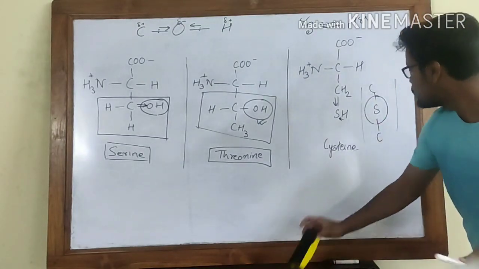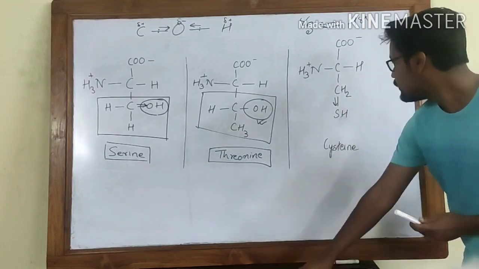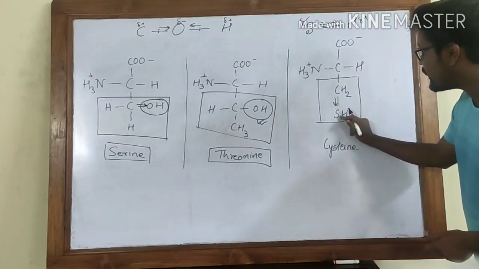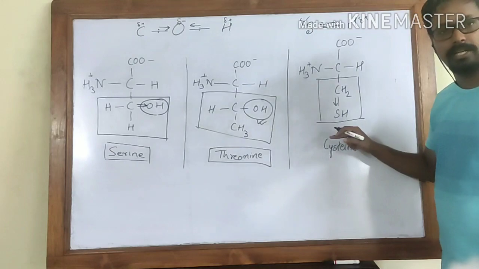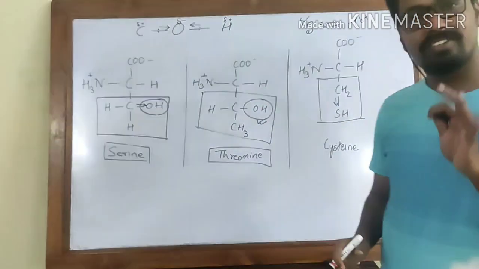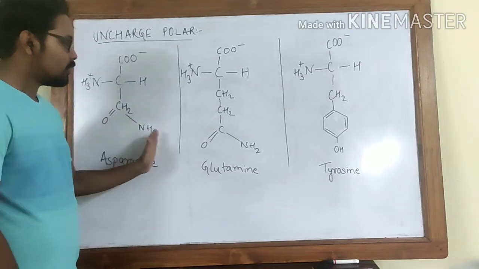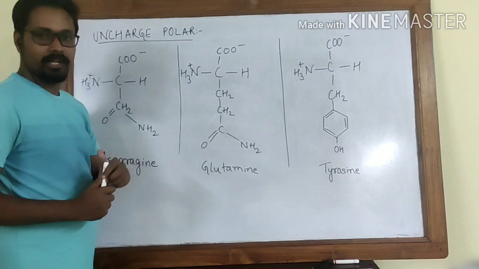So here also, let me erase this part. This side chain contains one sulfur which is at the terminal end, and since it is at the terminal end it will show polarity. So these are the first three. We have three more, so let's look into those as well. These are our next three amino acids that we are going to talk about in the uncharged polar amino acids.